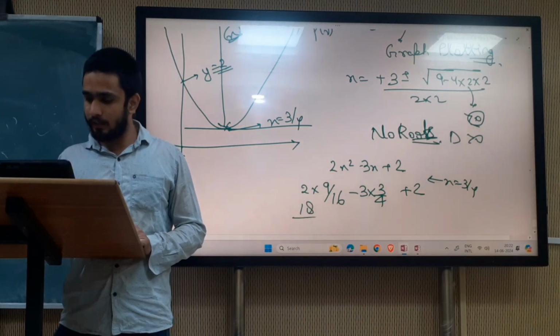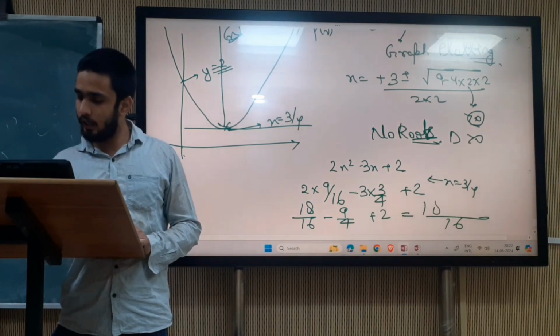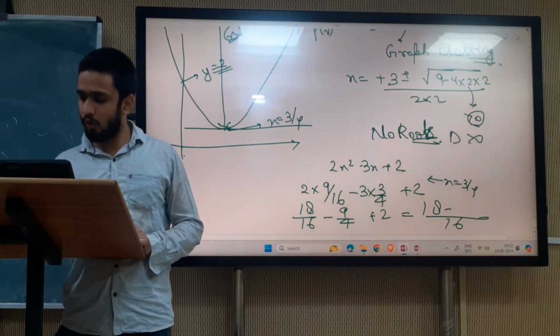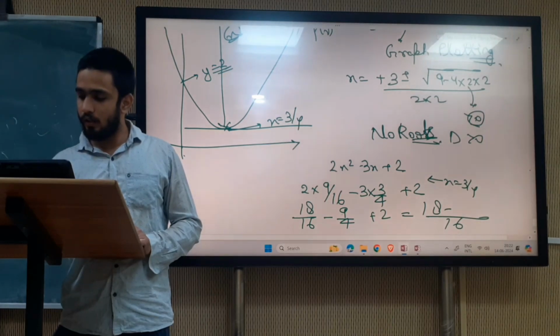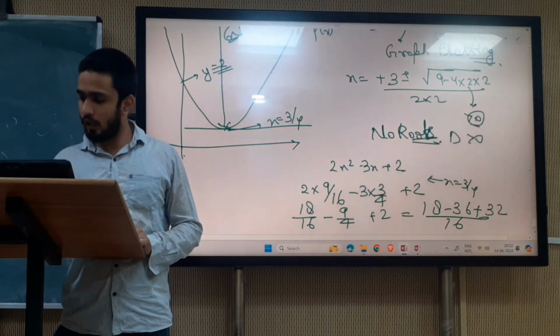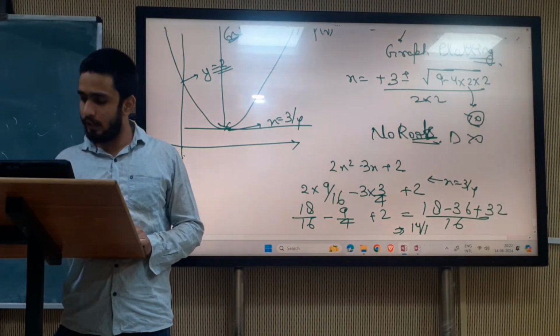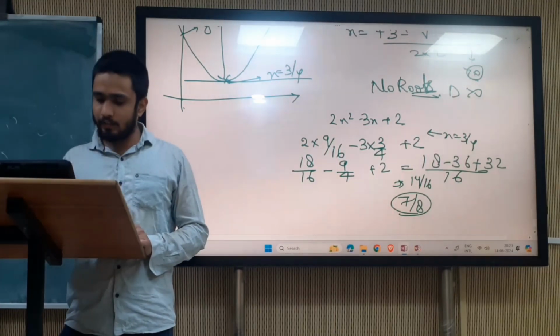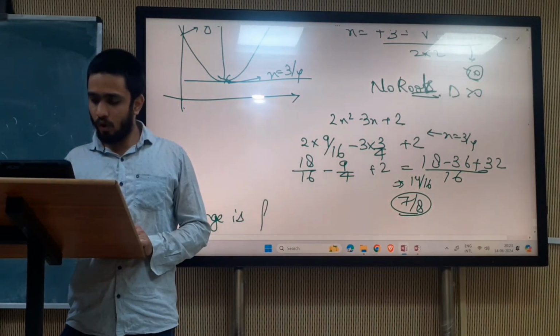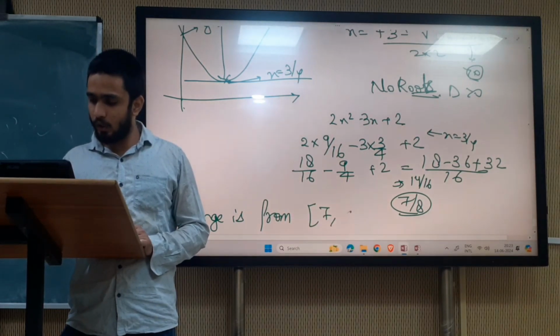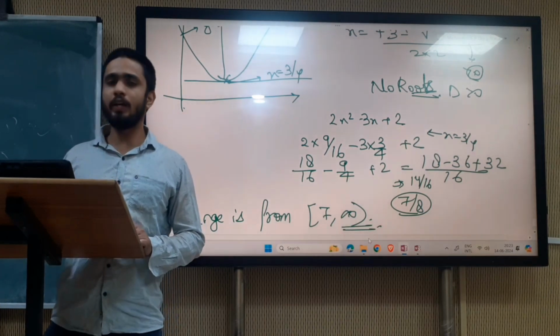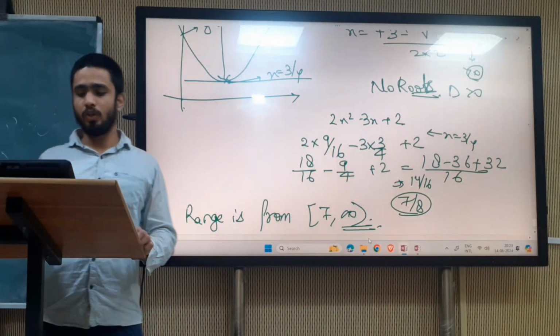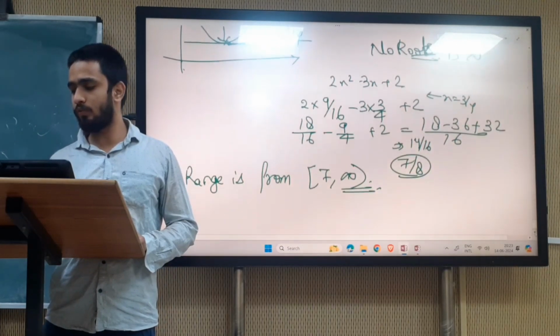So 18 by 16 minus 9 by 4 plus 2, which over 16 is 18 minus 36 plus 32, so 14 by 16, which is 7 by 8. So the range is from 7 by 8 to infinity. This is the range of this function f(x), and this is how we will find it.